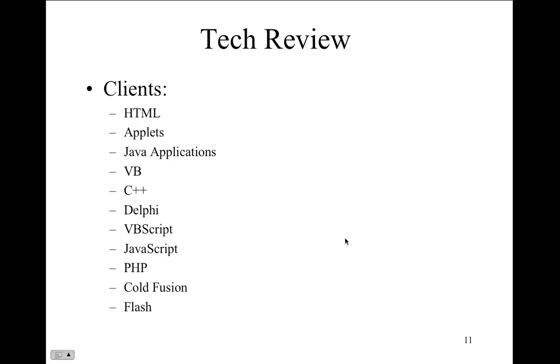So this is just a little checklist on the technologies, and then it's called a review, tech review. I'm just going to slide through this stuff because it's kind of boring. But on the client end, we're looking at HTML. Applets are not really used very much anymore. They're kind of slow, kind of sluggish. If you're just getting into this, I'd stay away from applets. They're a thing of the past. Java applications, no, they're a thing of the future.